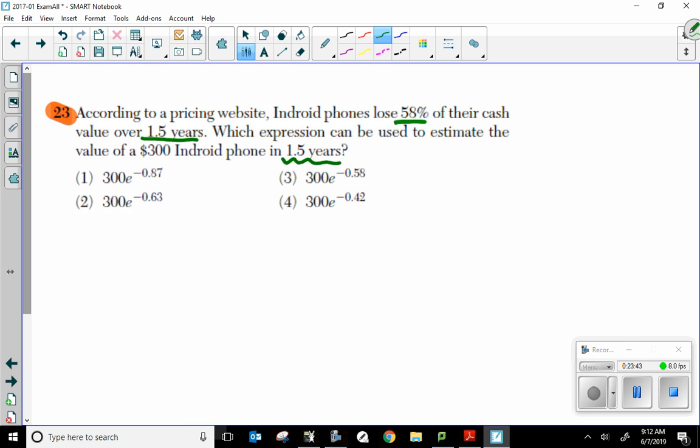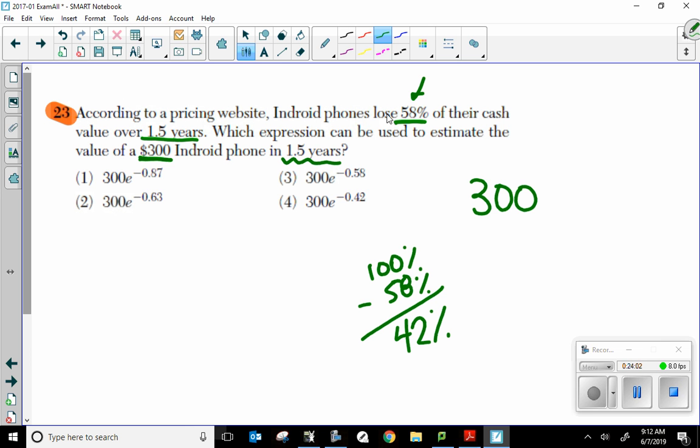So in a year and a half, I'm going to lose 58% of my 300, okay? The easiest way I'm going to do this is I'm going to take 300. If 100% represents the value of the phone and I lose 58% of that, that means it's only going to be worth 42%. So after a year and a half, what is 42% of 300? Well, I multiply it times 0.42.